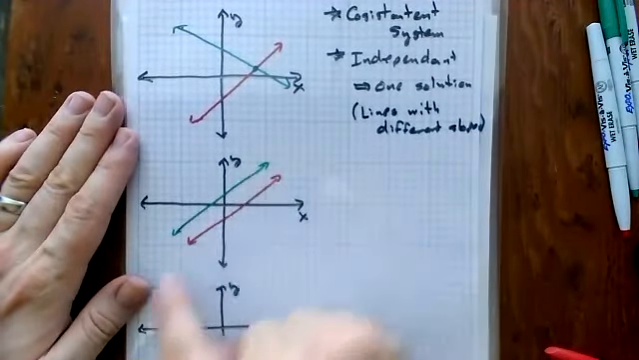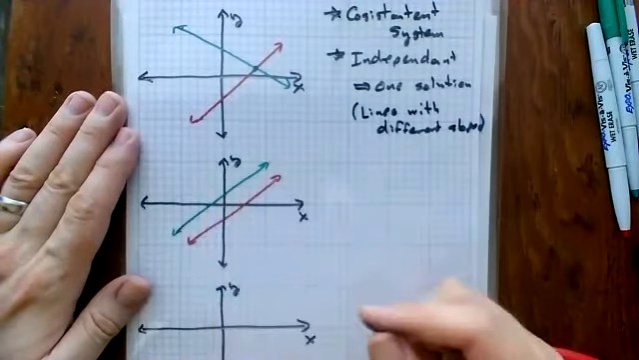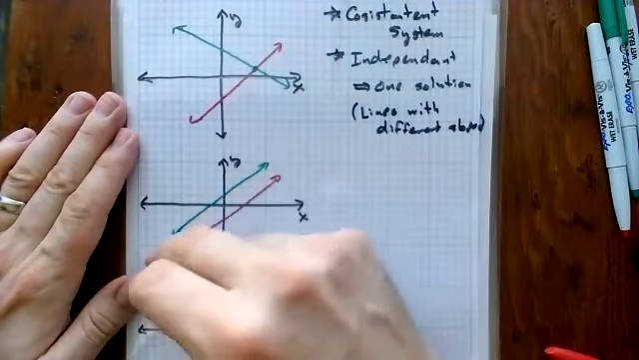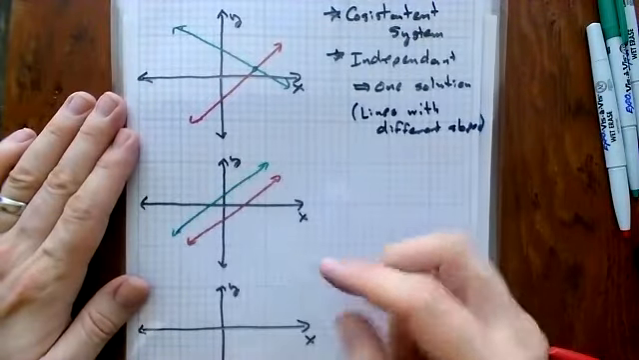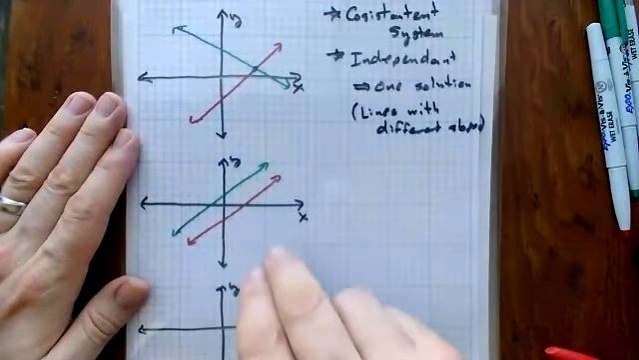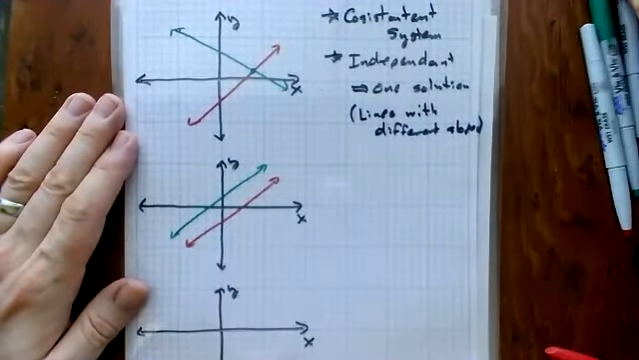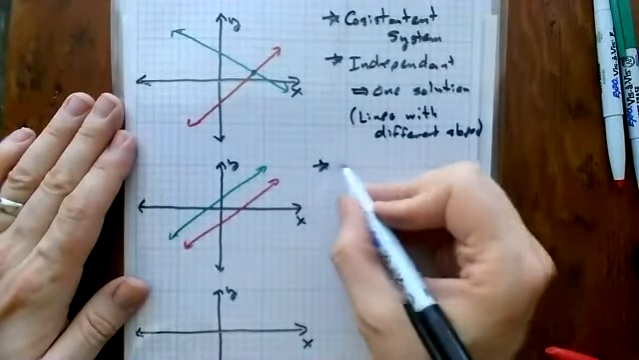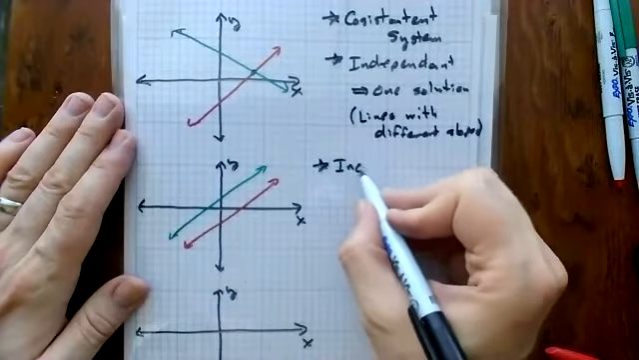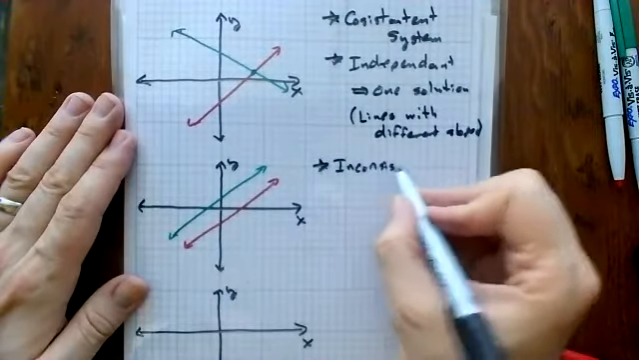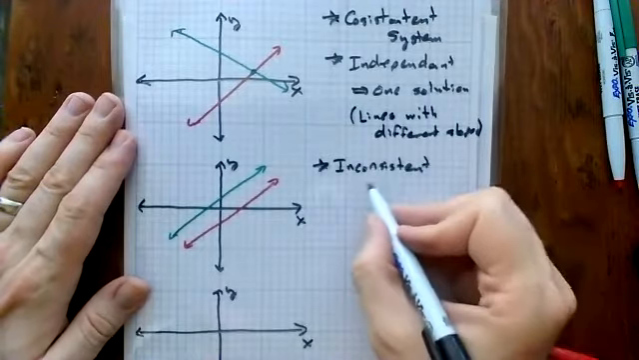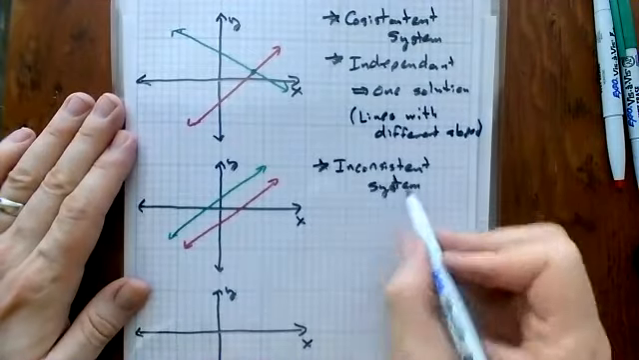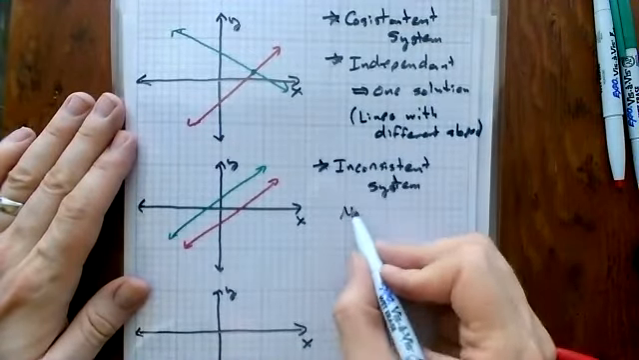And if they've got the same slope and they're intersecting the y-axis at different places, I've always got a distance in between them. These lines never, ever meet. So here I'm going to have no solutions. This is called an inconsistent system. An inconsistent system has no solutions.